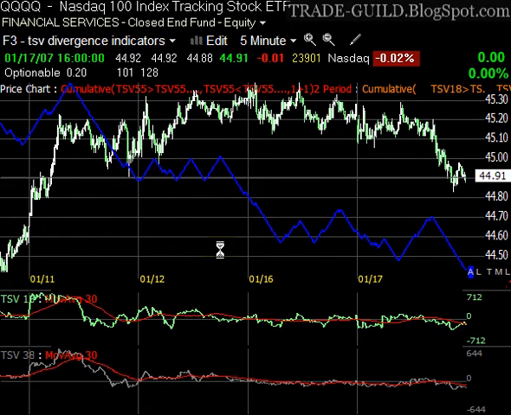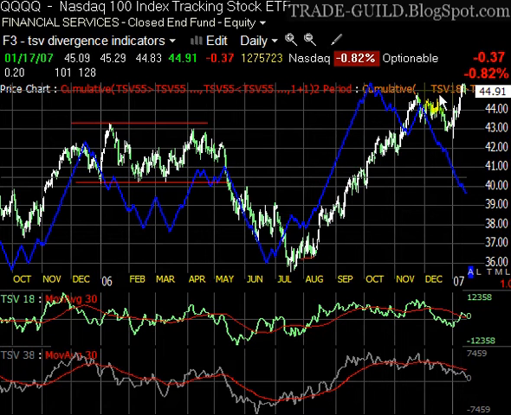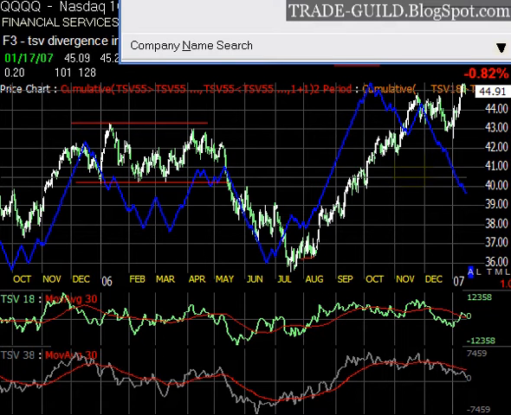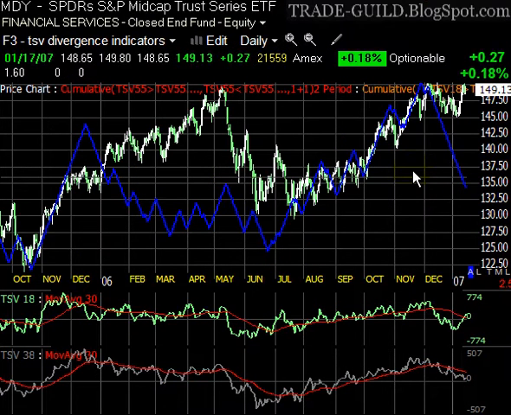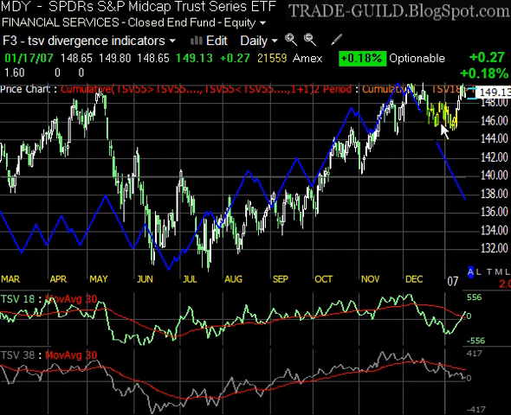Let's just go ahead and look at that daily time frame again. Again, there's the divergence. This indicator should be making new highs there with the Qs. Here's the S&P mid caps. So you can see again, there's that divergence as it is over here. This indicator should be way up.